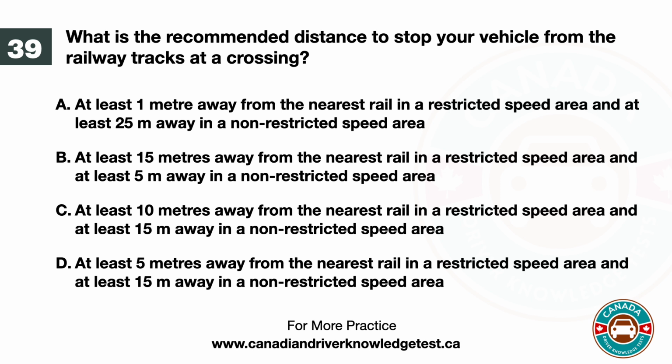D. At least 5 meters away from the nearest rail in a restricted speed area and at least 15 m away in a non-restricted speed area. The answer is D. At least 5 meters away from the nearest rail in a restricted speed area and at least 15 m away in a non-restricted speed area.